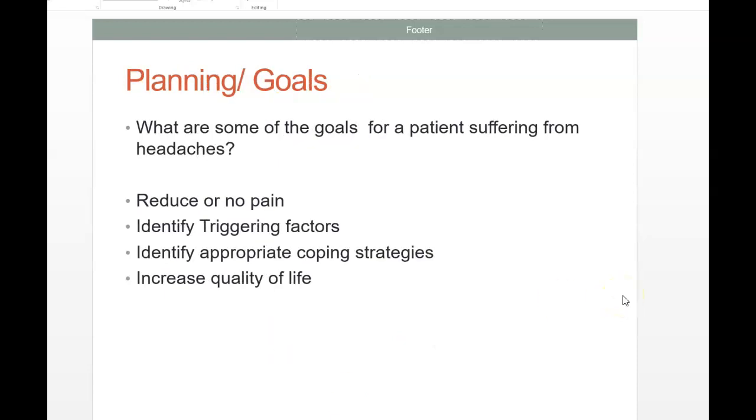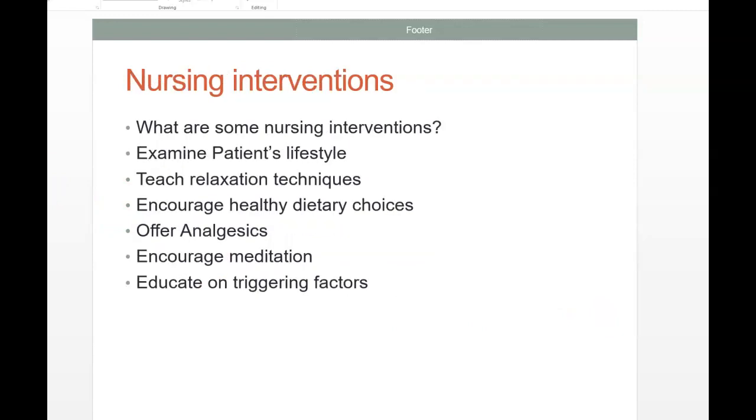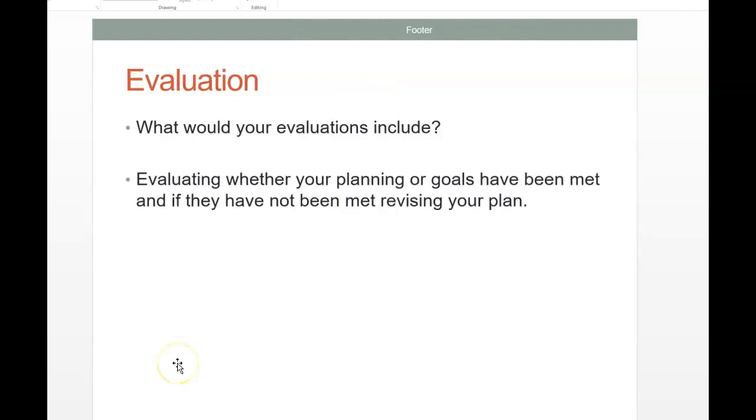Planning: what are some of the goals for patients suffering from headaches? You want to reduce pain or have no pain, identify triggering factors, identify appropriate coping strategies, and increase quality of life. Nursing interventions: you want to examine the patient's lifestyle. You want to teach them relaxation techniques, encourage healthy dietary choices, offer analgesics, encourage meditation, and educate the patient on triggering factors. Evaluation: were our plans or goals met? Did the interventions work? If they didn't, we revise the plan so that we can come up with goals and interventions that are achievable.